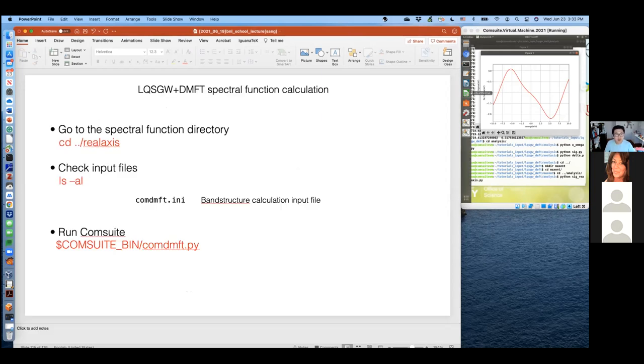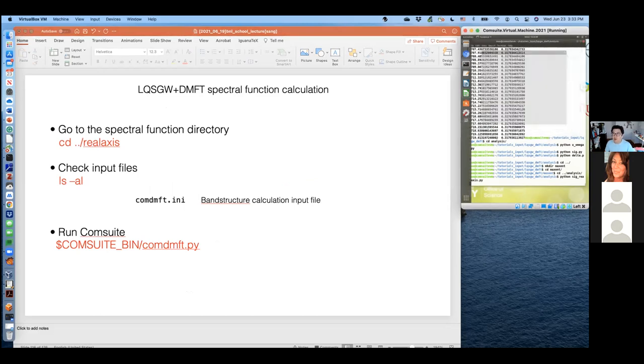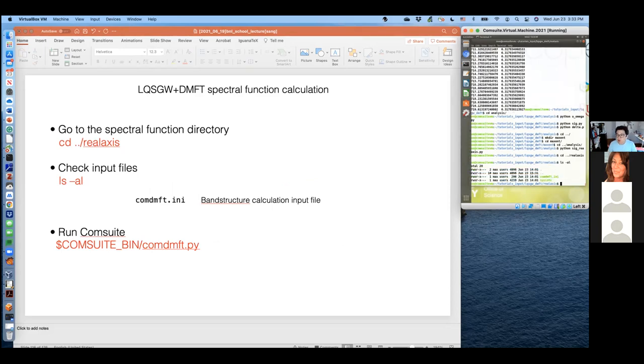Okay, so the next step is the spectral function calculation. We have finally fully converged the LQSGW+DMFT data, and we also have the self energy on a real axis. So it means that we can calculate the spectral function on a real axis. Go into the real axis directory, which I created for you already, and check what is inside by using the ls command. There are only two files. One is comdmft.ini, which is the input file for the spectral function. The other one is the k-point path, along which we plot the spectral function.